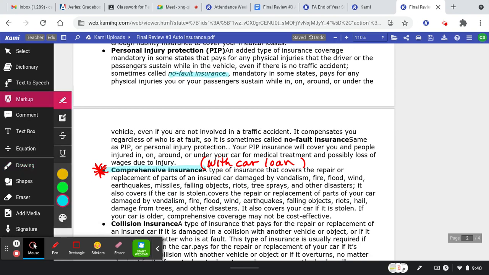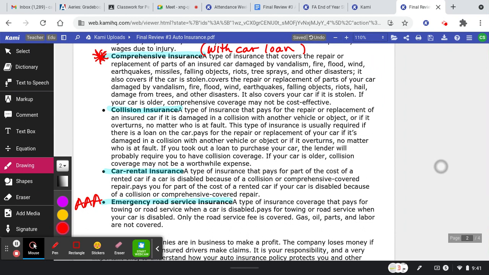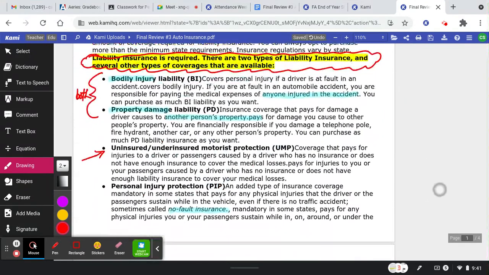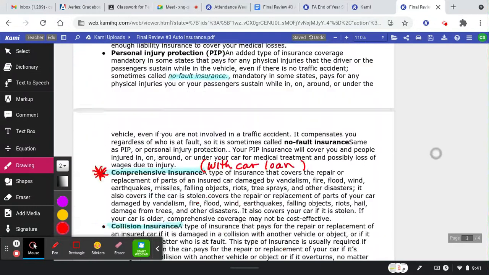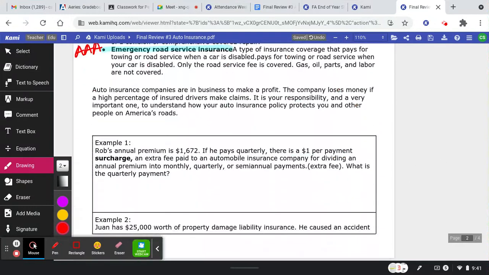And then collision insurance is part of that comprehensive insurance. Car rental is so that you can get a car rental while your car is being worked on in the shop. And emergency roadside service is like AAA. If your car breaks down or your battery dies or you run out of gas, they come help you. I wanted you to have all these definitions handy so that you guys have these for your test in case there's like vocabulary questions on it.